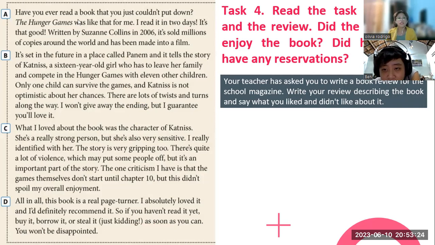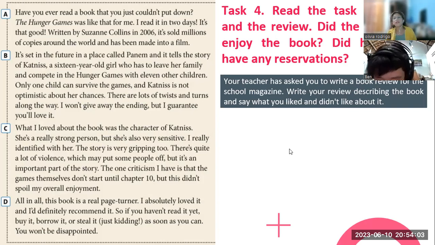Okay, so this is the book about Hunger Games. I read it in two days. It's a good book written by Suzanne Collins. It is set in a future place called Panem. It tells the story of Katniss Everdeen, a 16-year-old who has to leave her family and complete the Hunger Games with 11 other children. Only one child can survive the games, and Katniss is not optimistic about her chances. There are a lot of twists and turns along the way. So this story is about the Hunger Games.